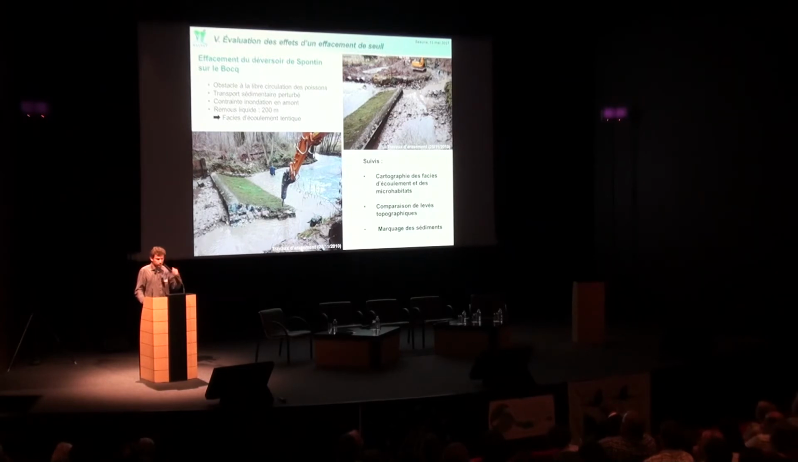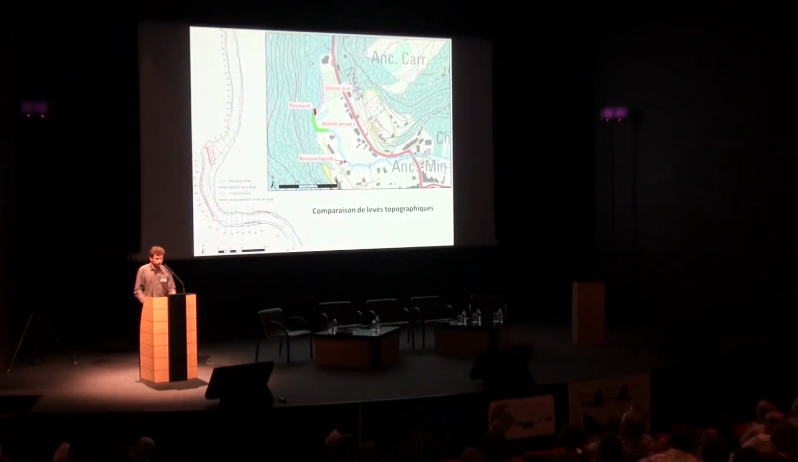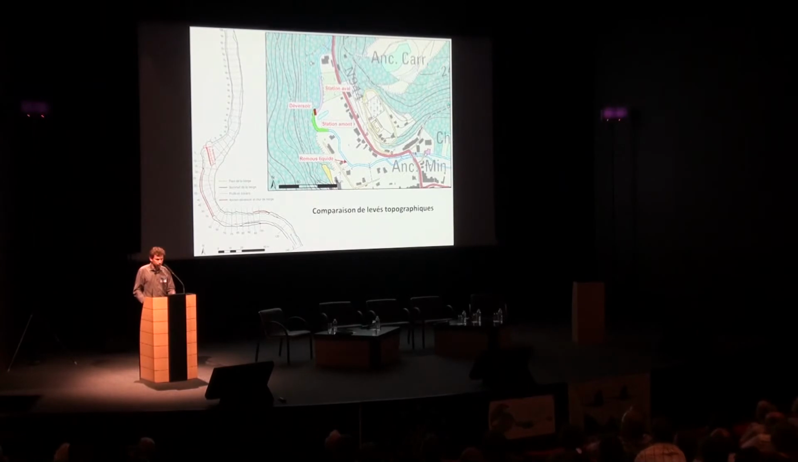So to give you a bit more information on the conclusions, this is, as we said, the Spontin spillway on the Boc. I'm going to tell you about the geomorphological aspects, mostly. So here are a few pictures of the leveling, removal of the obstacle. I'm going to tell you about the sediments tagging. But first, the comparison of the upstream and downstream stations.